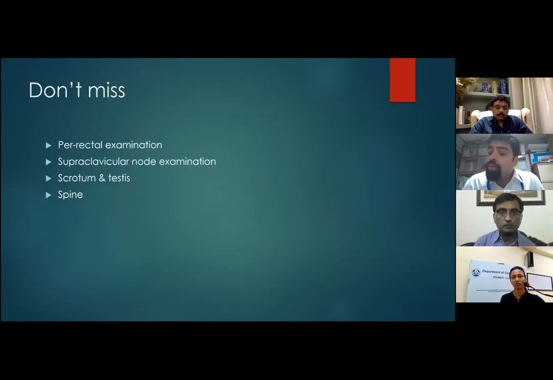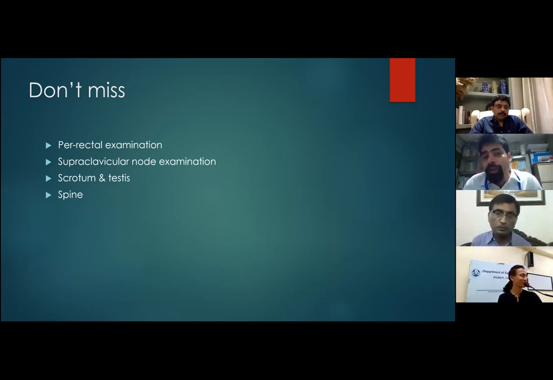So I would like to quote a favorite aphorism, which is often repeated by my teacher, Professor Uday Ghoshal. He says that if you don't put your finger into the rectum, you end up putting your foot in it. So never miss this per rectal examination.